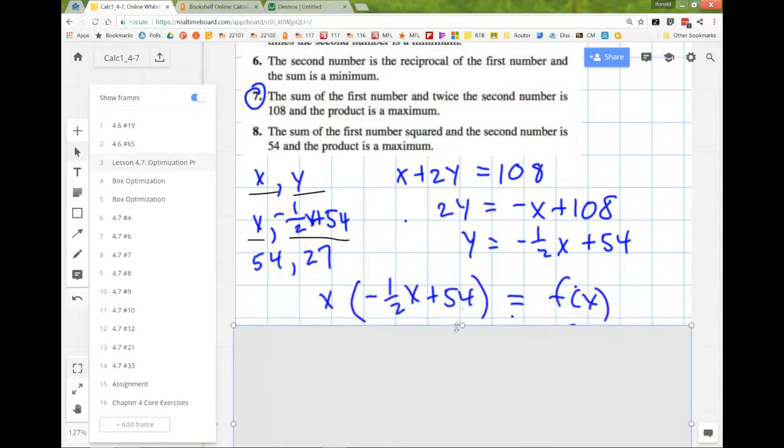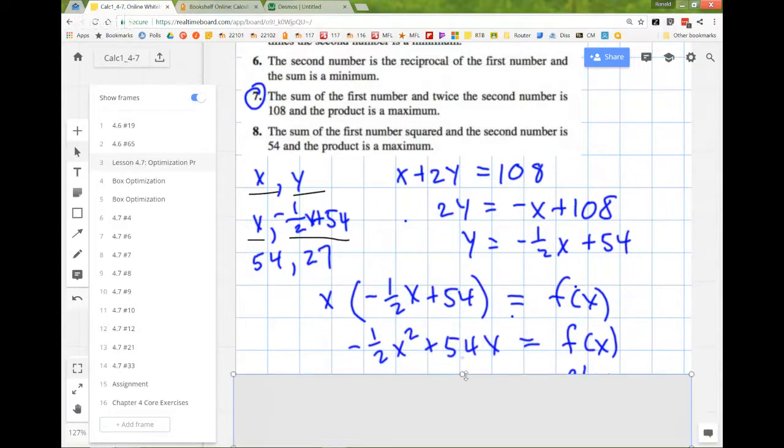So now the book says their product is a maximum. So the first number times the second number equals our function. And to maximize it, we will once again find the derivative, and then we'll set the derivative equal to 0. So here's my derivative. I first multiplied x times this quantity, -1/2 x plus 54. Now we're ready to do the derivative.